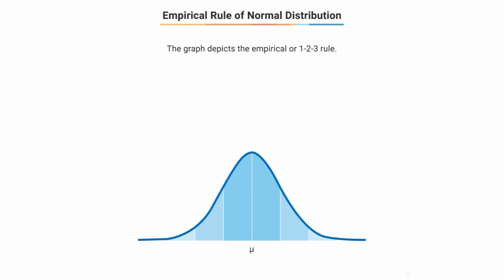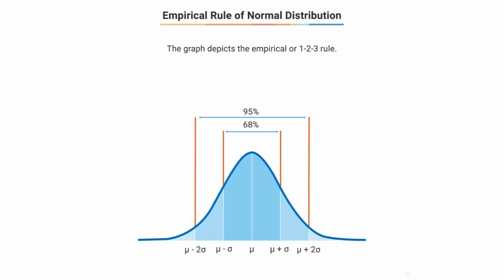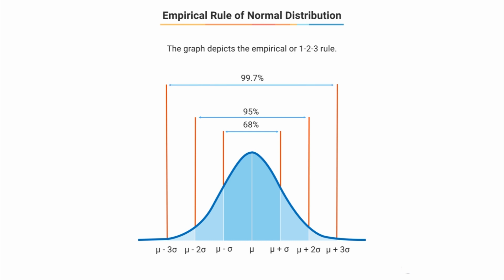1. The probability of x lying between mu minus sigma and mu plus sigma is around 68%. 2. The probability of x lying between mu minus 2 sigma and mu plus 2 sigma is around 95%. And 3. The probability of x lying between mu minus 3 sigma and mu plus 3 sigma is 99.7%.